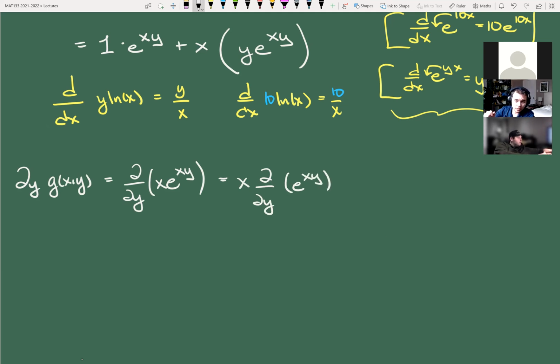Now I'm differentiating with respect to y. X is just a constant. So it's coming along for a ride. And we're going to get x with respect to y. So we're getting x e to the xy like that. And that gives me x squared e to the xy. Okay, so that's our y partial.